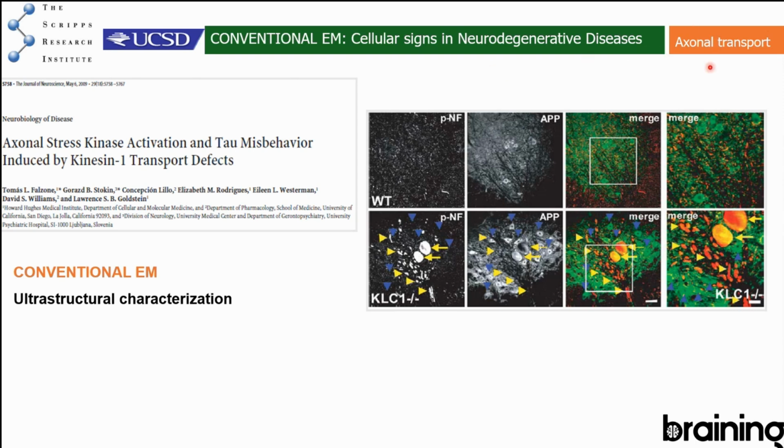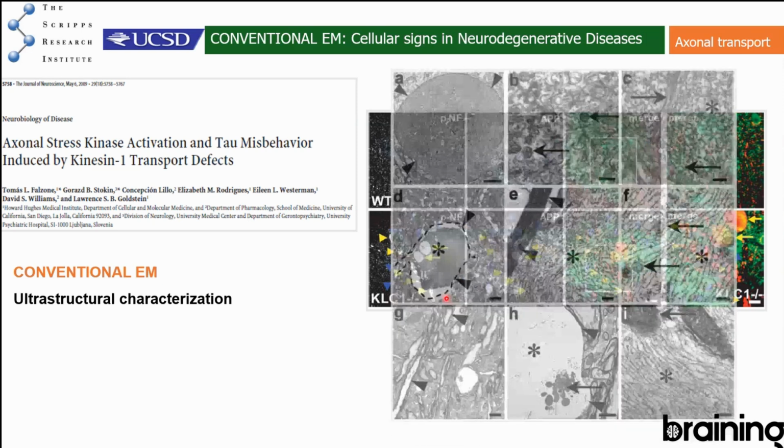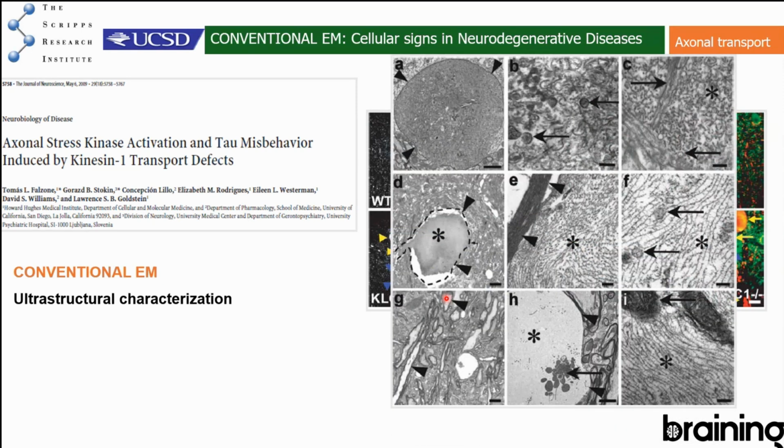And we looked for axonal transport. There were some defects in the axonal transport in this animal. As you see here in the light microscopy, we see these kind of blobs, and we didn't really know what they contained. And if you look at the EM level at these particular places, we can actually characterize the content of those blobs, that they are like balls.